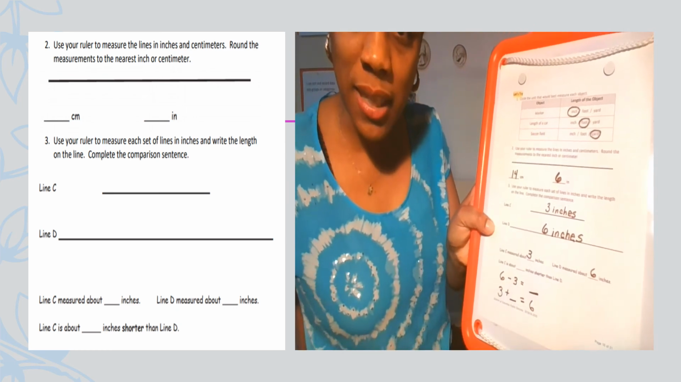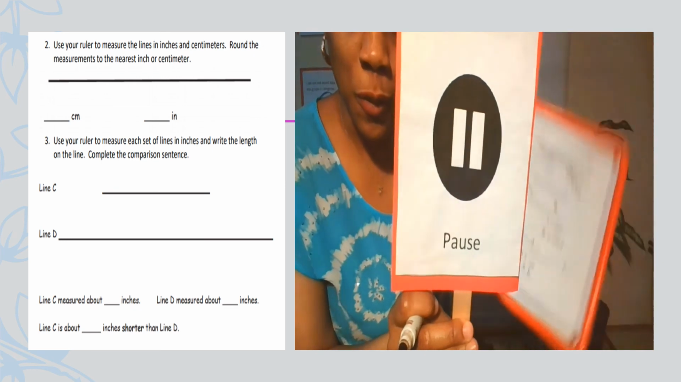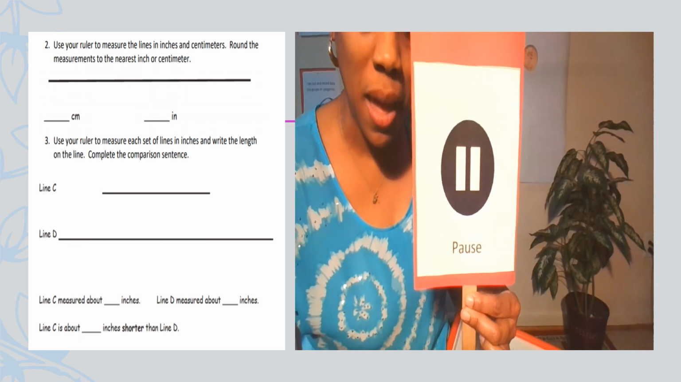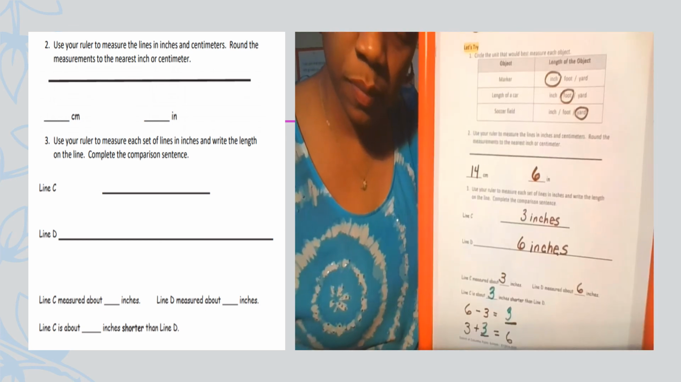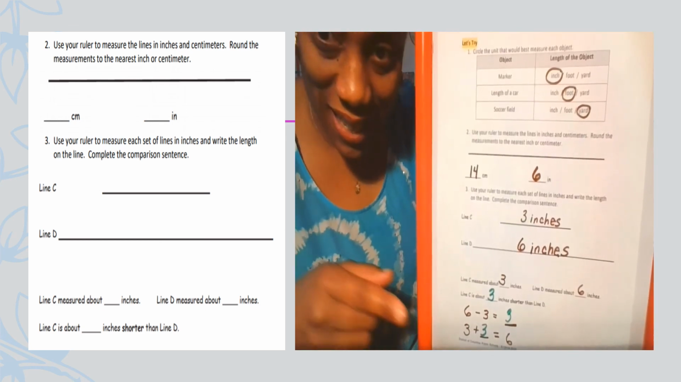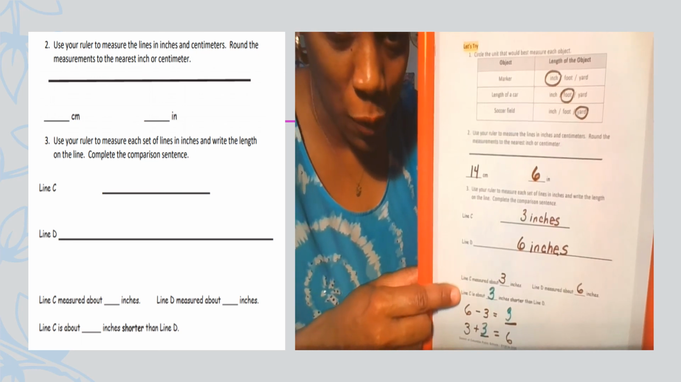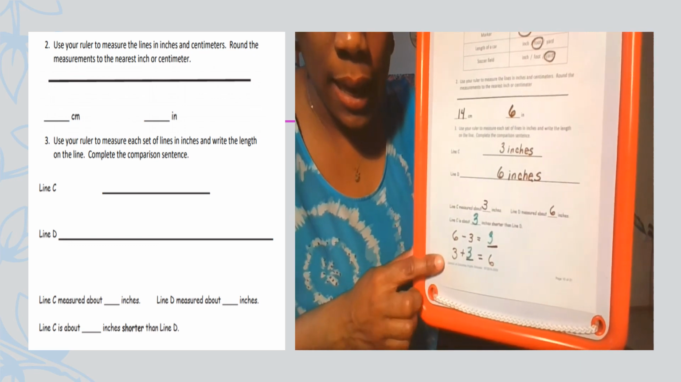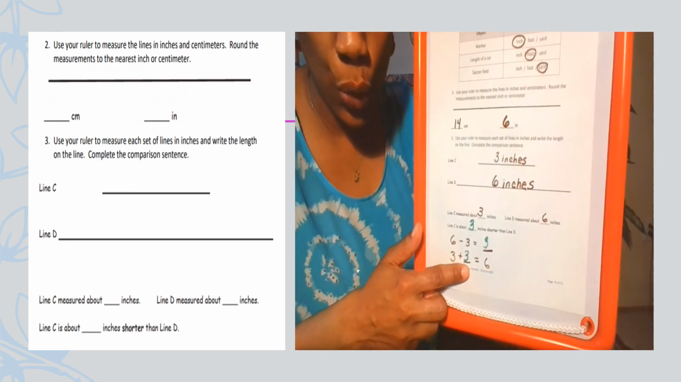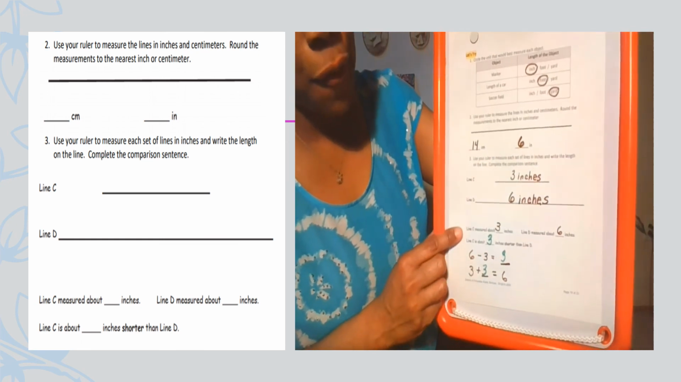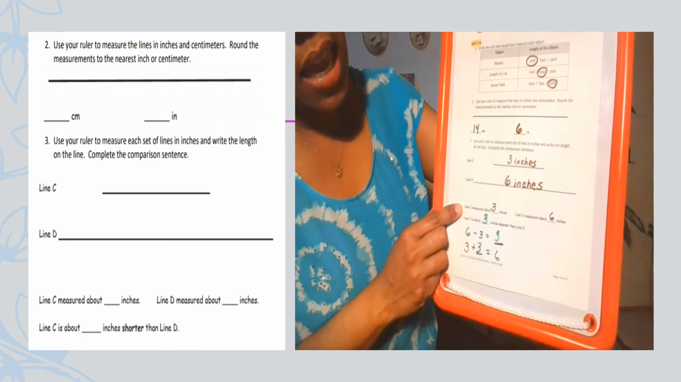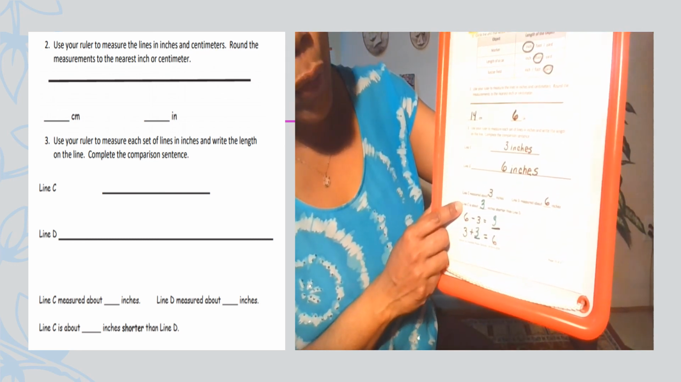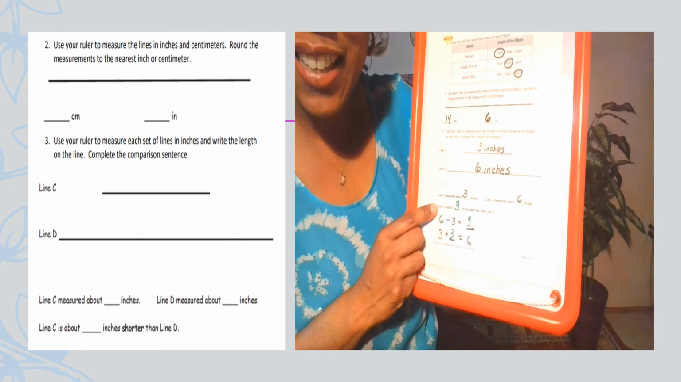Here, I want you to press the pause button. I want you to figure out what goes in those two blanks. The numbers should be the same. That's a hint. If you said the missing answer is 3, you are correct. 6 minus 3 equals 3. 3 plus 3 equals 6. Therefore, line C is about 3 inches shorter than line D.